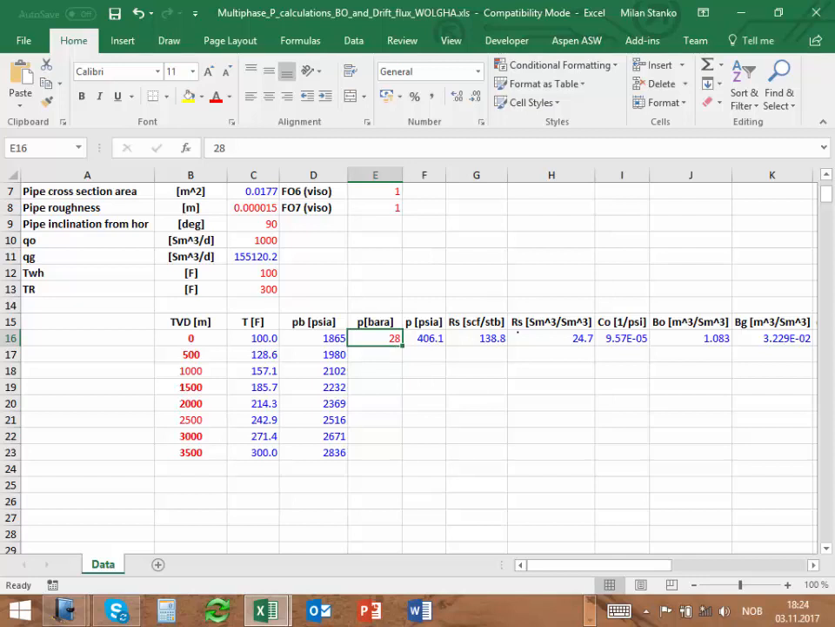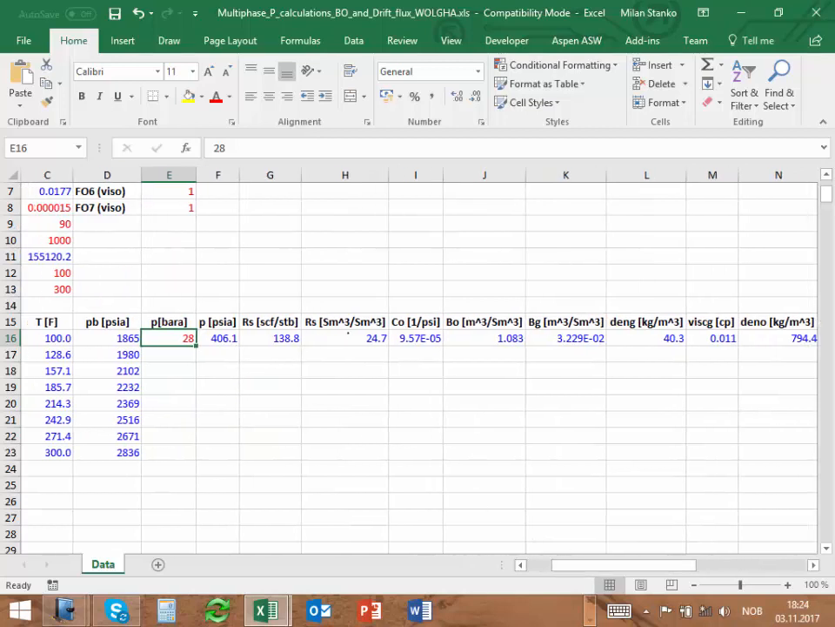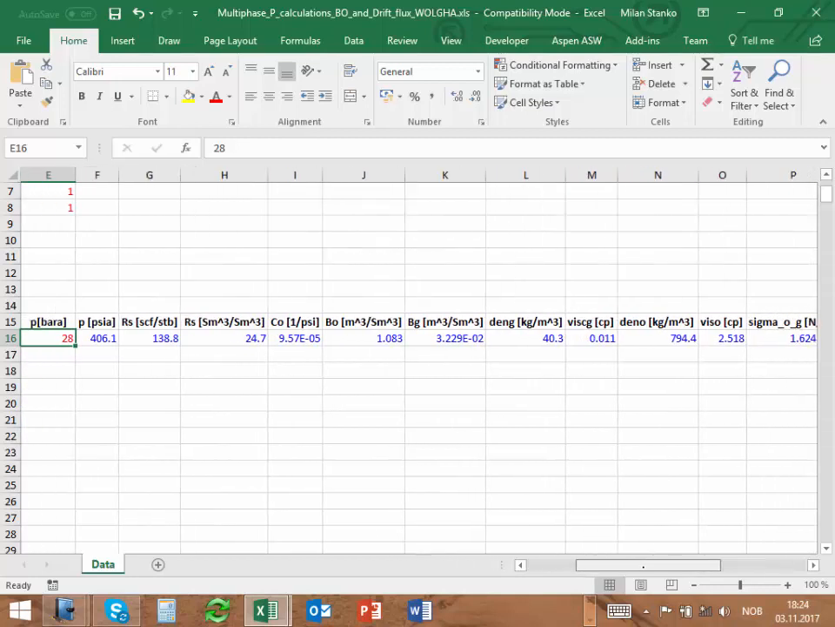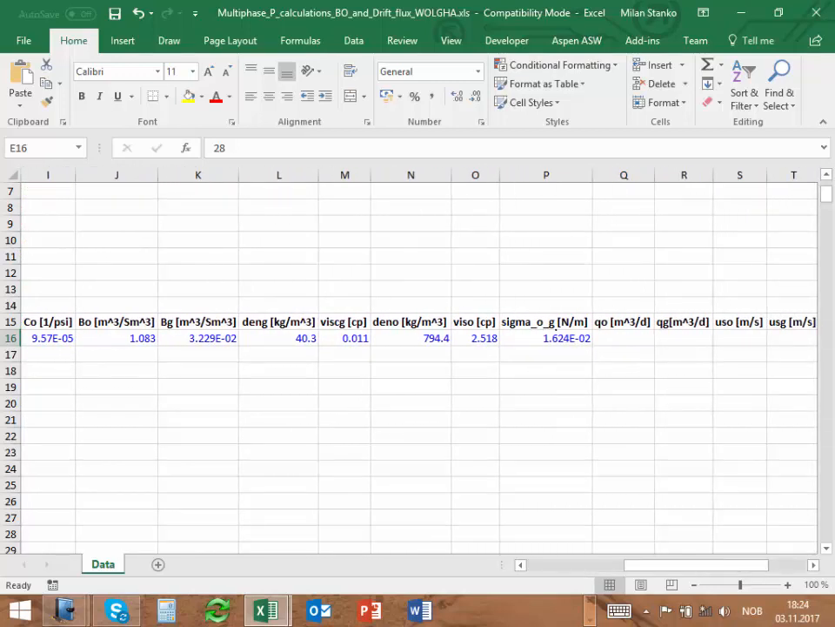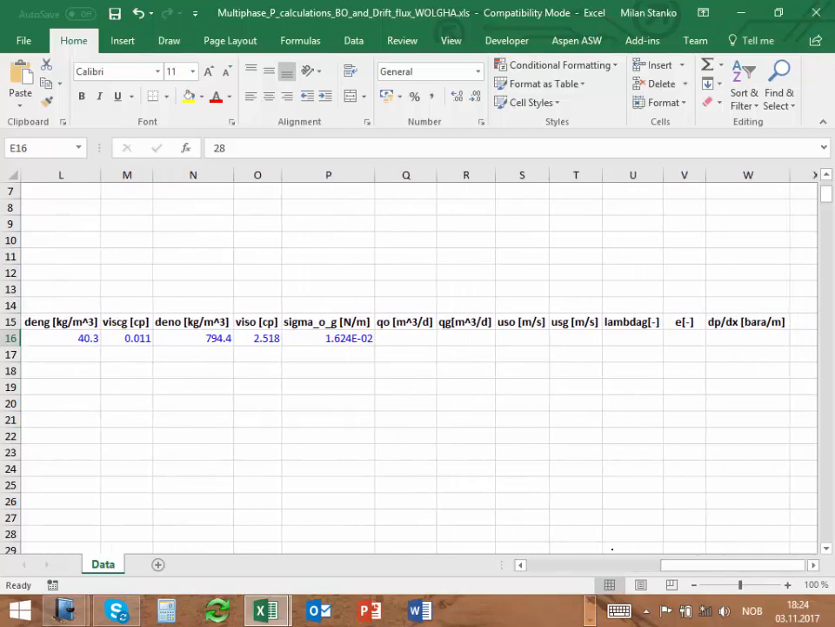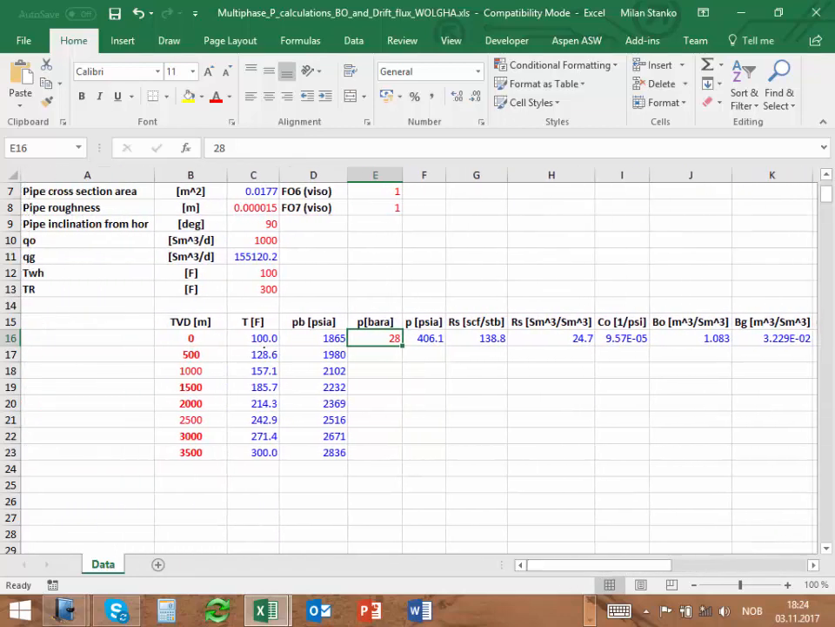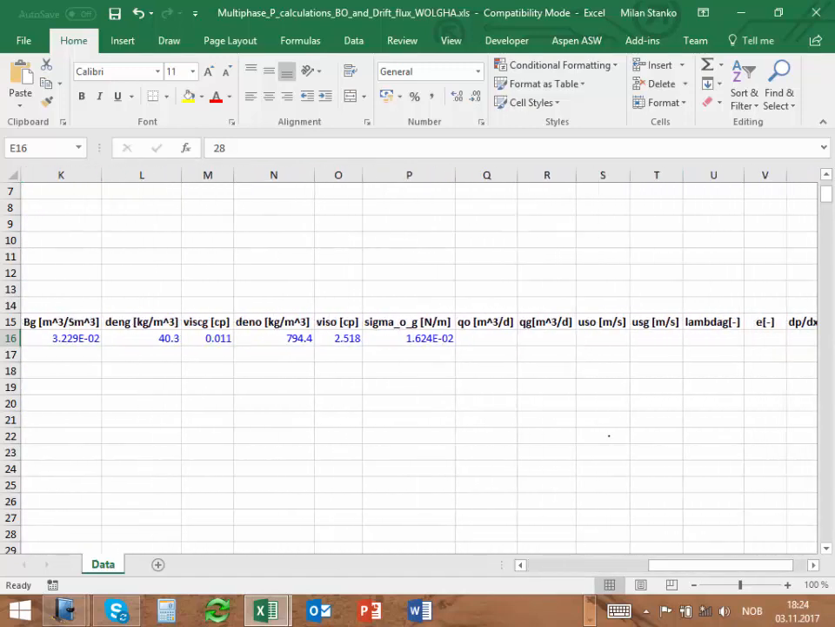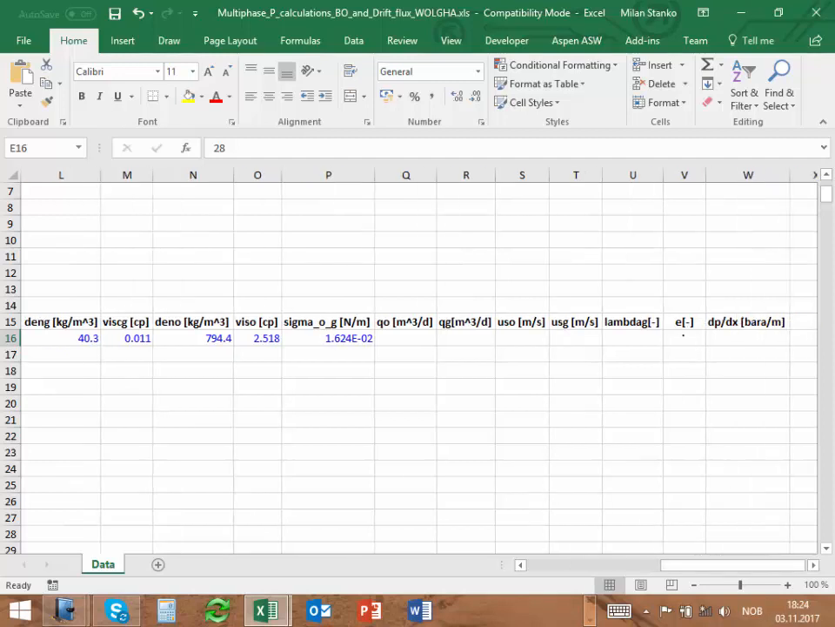And if you continue dragging here to the right, you have all these black oil properties. You have RS, in both units, you have CO, BO, BG, density of the gas, viscosity of the gas, density of oil, viscosity of oil, interfacial tension. And here we have what we need to calculate the pressure drop. Okay, so that's this part here: pressure and temperature conditions, black oil properties from this column all the way to the end. And then here I have all the data I need to calculate this dpdx, to calculate superficial liquid and superficial gas velocities. I need this void fraction from the correlation you used yesterday, and we have this dpdx.